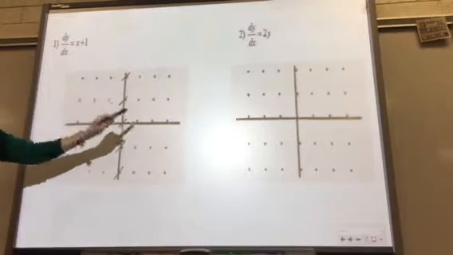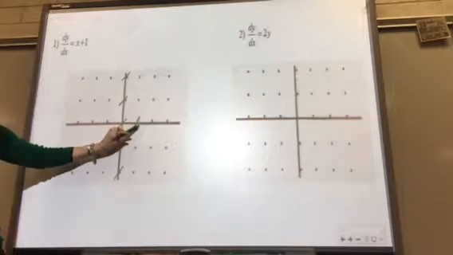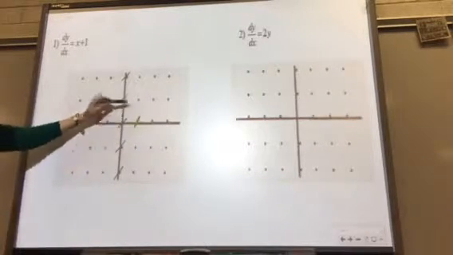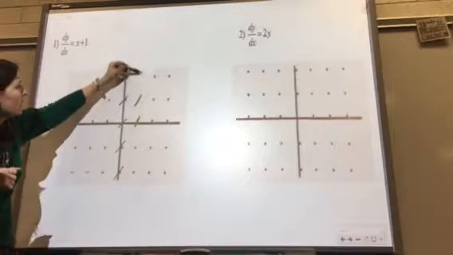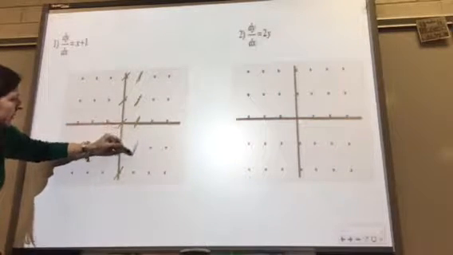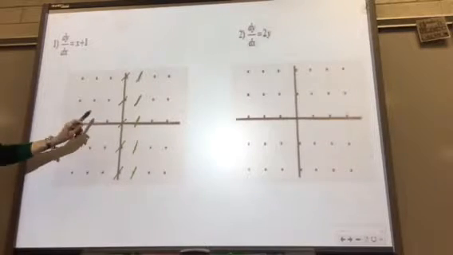All right, let's pick 1, 0. If I pick 1, 0, my slope is 2. Notice I'm going to go a little bit steeper. And if I pick 1, 1, what's my slope still? 2. I think we get the point. I probably went too steep there. That's okay.